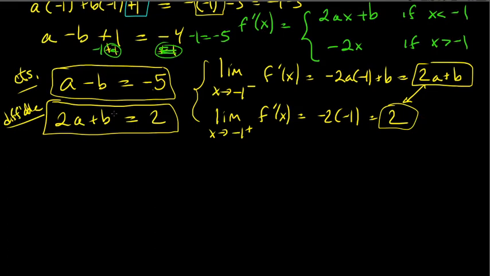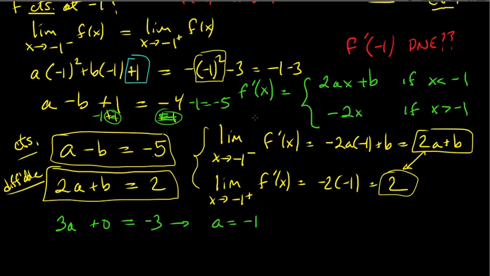And here's what you should get. You can just add the two equations to eliminate b. You get 3a plus 0 is equal to negative 3. So just divide by 3. That tells you that a is negative 1. And that's still not right.